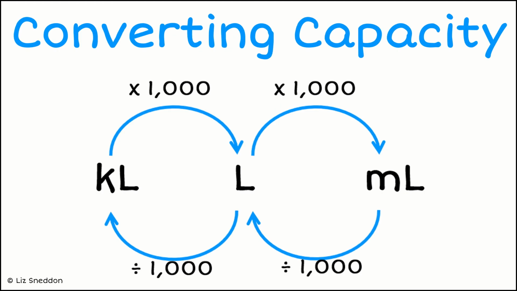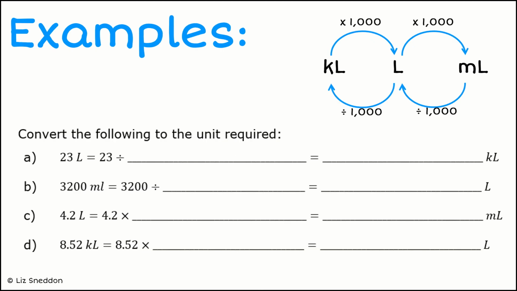So when I want to convert capacity, here's a little diagram showing how I go from kilolitres to litres to millilitres. These are the 3 common ones that we would want to be able to do. And so kilolitres to litres is multiplying by 1,000, or going the opposite way, dividing by 1,000. So let's use that diagram and do some conversions here.